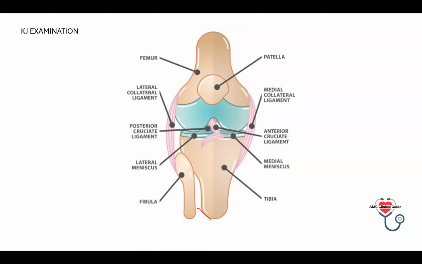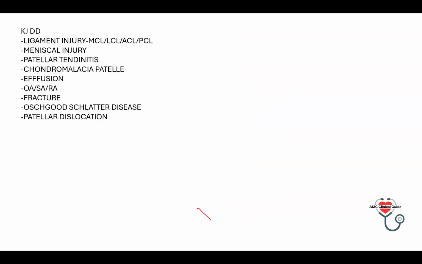So these are the structures in the knee joint. When you consider differential diagnosis, there can be ligament injury. It can be medial cruciate ligament injury, lateral, and then anterior. So the anterior and posterior cruciate ligaments, medial and lateral collateral ligaments, and then meniscal injury.